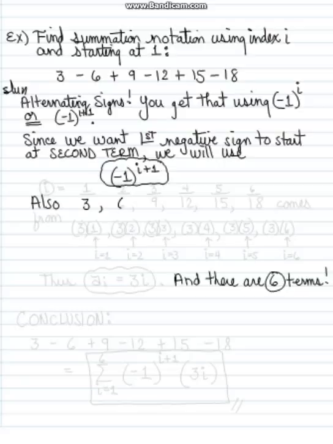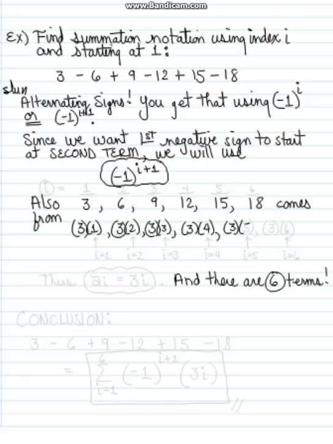Also, to figure out the formula for each of the terms, 3, 6, 9, 12, 15, and 18, ignoring the signs. Let's see, 3 is the same as 3 times 1, then 3 times 2 is 6, 3 times 3 is 9, 3 times 4 is 12. Do you see this pattern? I'm multiplying the indices by 3, and that's giving me the value of each of the terms.